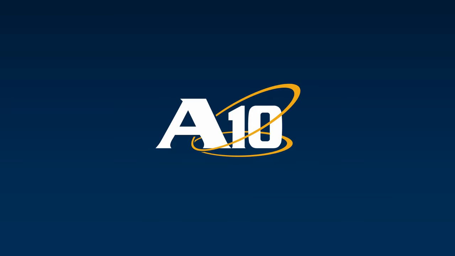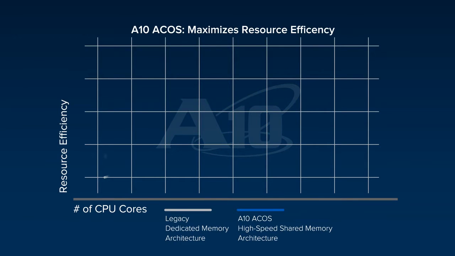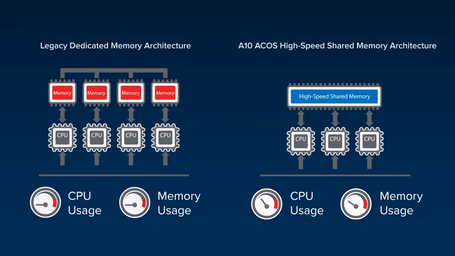A10 solves the problem in a different, more effective way. ACOS, our Advanced Core Operating System, is a unique multi-processing platform that scales linearly with increasing CPU core density. Our appliances use shared memory architecture to enable all CPUs simultaneous access to the same shared memory space, dramatically reducing processing overhead, which means less work for the system.